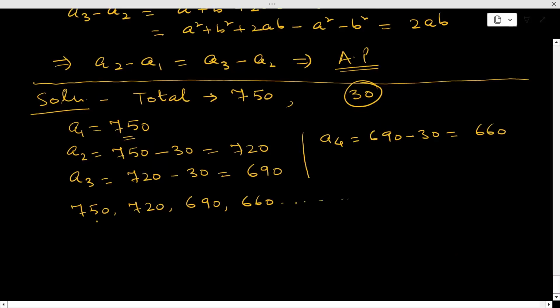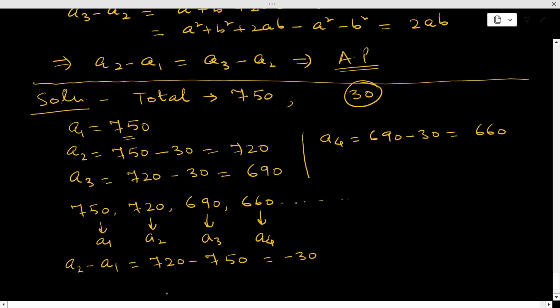So if you look at this arrangement, again our A1 is 750, our A2 is 720, our A3 is 690, and A4 is 660. Okay, so again if we have to check whether we are getting an AP or not, you can see that A2 minus A1 is 720 minus 750, so that will be minus 30.